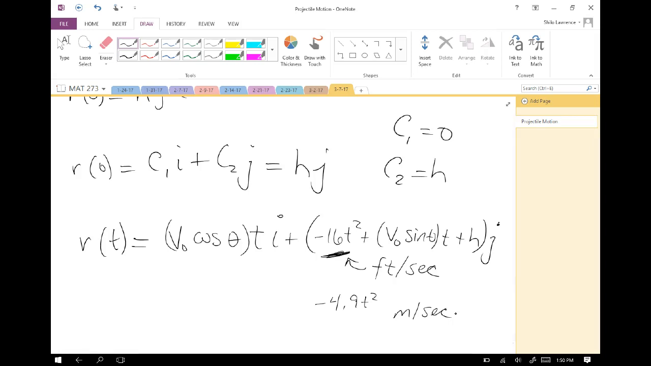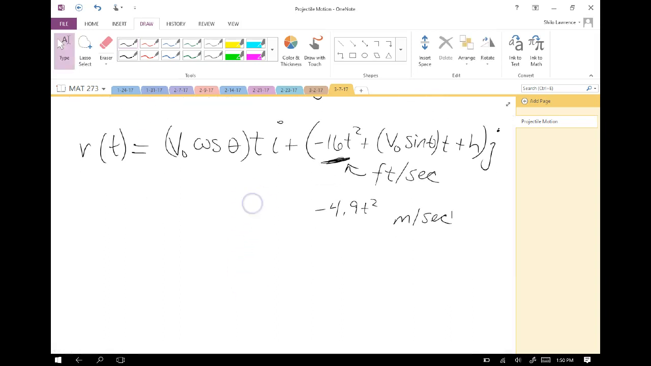So having this written out as a vector valued function takes into account what's happening horizontally. That's our x component. What's happening vertically, that's our y component. And the time at which all of that stuff is happening, that's the parameter t.